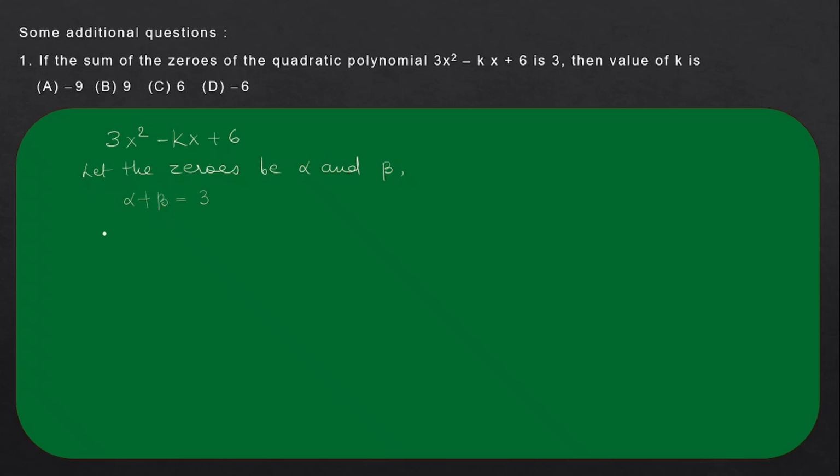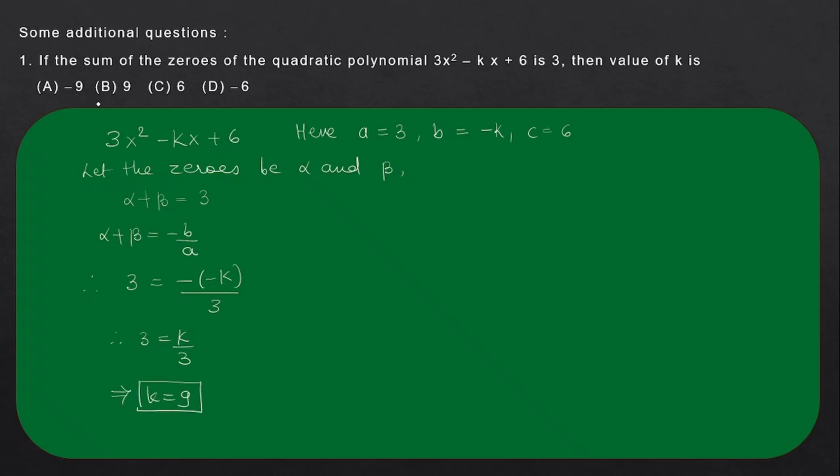Now we know alpha plus beta is equal to minus b by a. From the question, the values of a, b and c we can write. A is the coefficient of x square, that is 3. B, which is the coefficient of x, so here it is minus k, and c is 6. Therefore, we'll substitute the values. Alpha plus beta is 3, minus b by a. So minus b is minus k, by a. A is 3. We get 3 is equal to k by 3, and on solving we get k is equal to 9. So for this particular question, the value of k is 9, that is option B.